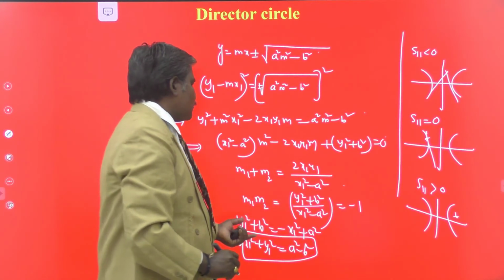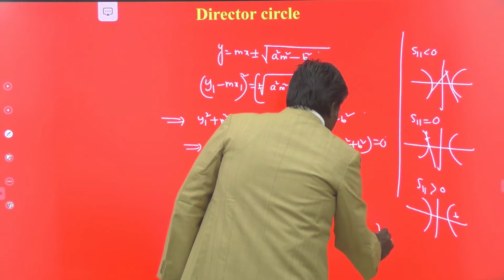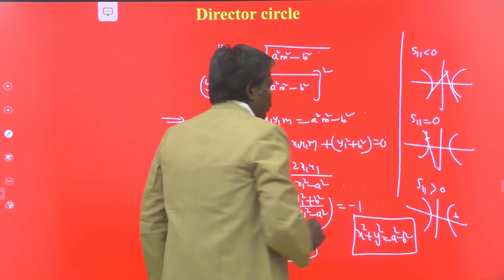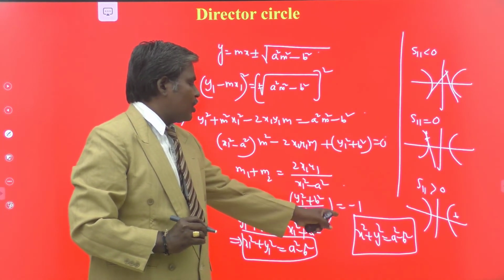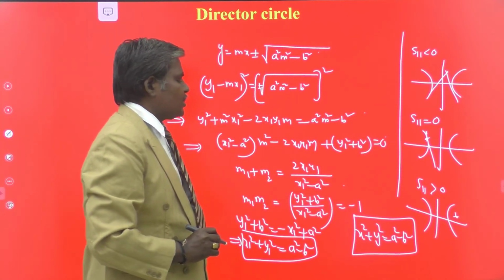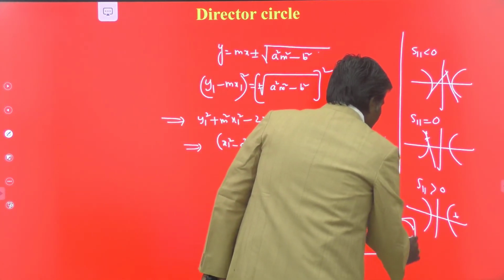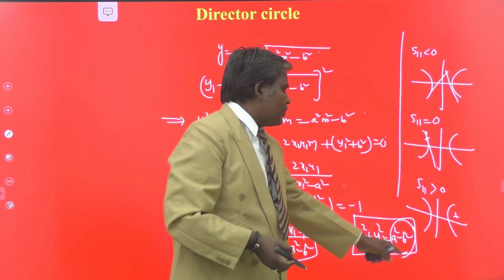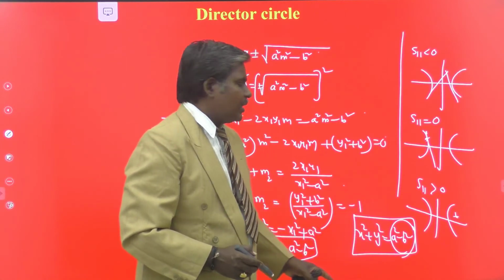If you write the locus for x1, y1, we have x² + y² = a² − b². So the locus of the point of intersection of perpendicular tangents to the hyperbola is its director circle: x² + y² = a² − b². Note that, my dears, for some hyperbolas the director circle may or may not exist. If a² − b² is not positive, then the director circle does not exist.